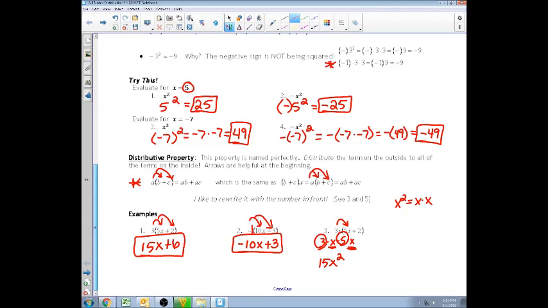The next thing, I cannot forget about my 3x times my 2. So what is 3x times 2? Well, it is plus 6x. All right, let's go ahead and move on to the back.